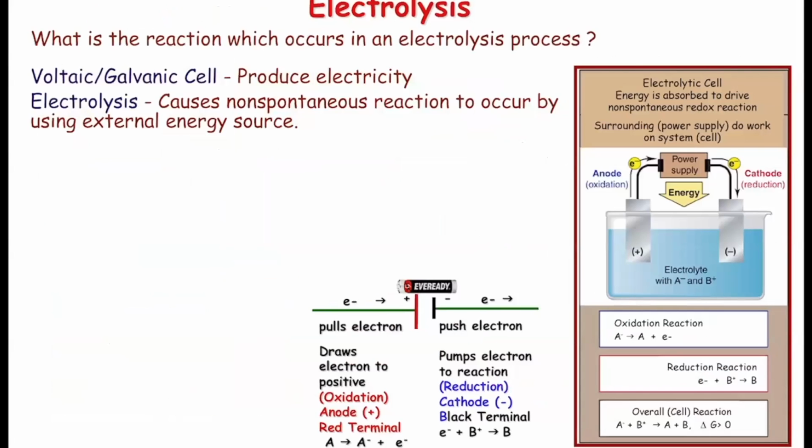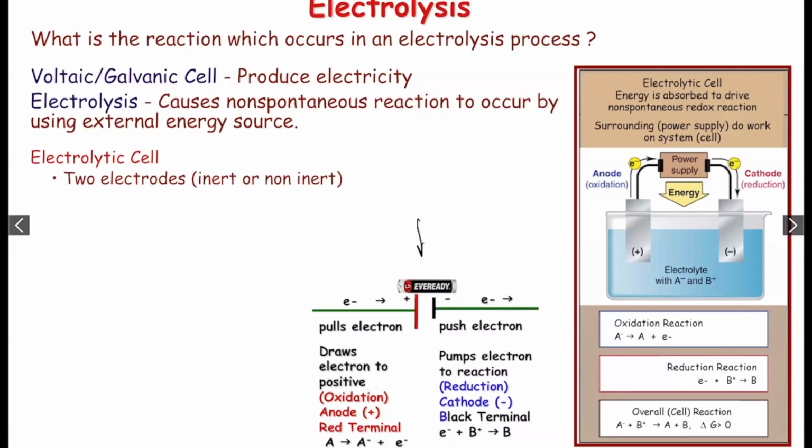So let's take a look at an electrolysis process. This is an electrolysis process. And let's say we have a salt. This is basically, again, the diagram of the battery. It's going to be positive orientation at the anode, negative orientation at the cathode. It's going to be attracting the electrons. And we have this right here, two electrodes.